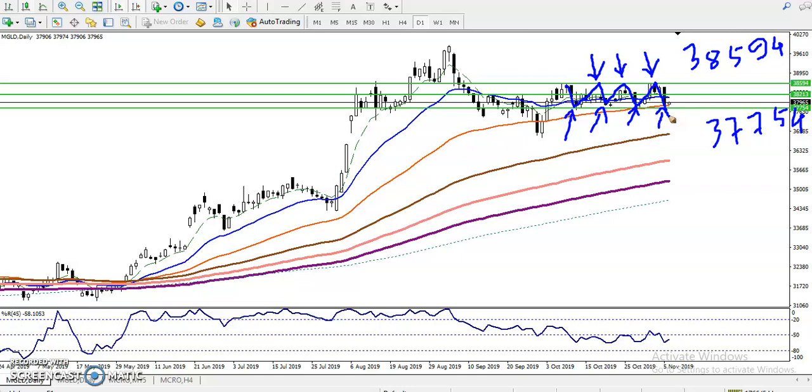So that means gold is running in this range. This is called range trading. Range trading is a little more complicated, but if you know it properly, it is not a big deal, right?